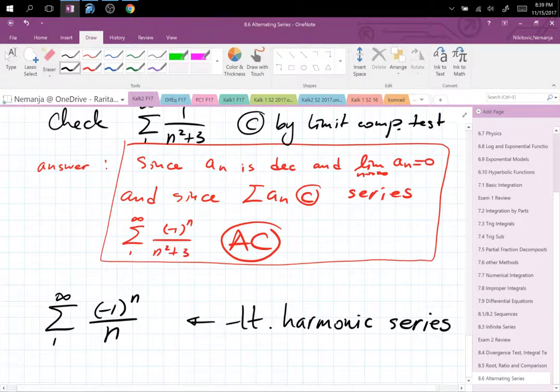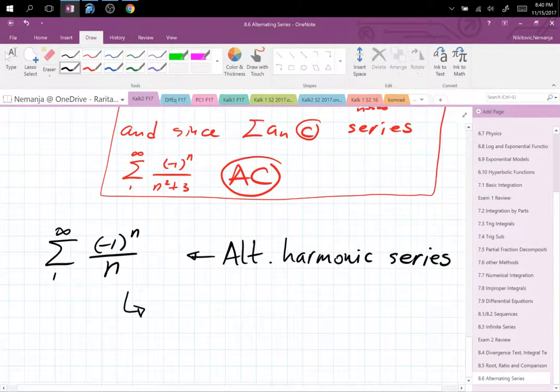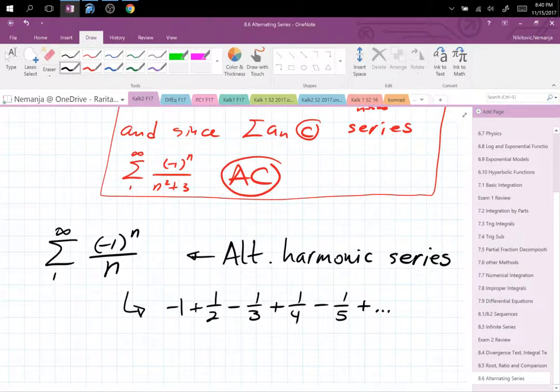So this is called alternating harmonic series. If you want to write it out to see what it looks like, you will have -1 plus 1/2 minus 1/3 plus 1/4 minus 1/5 plus ... Now we know that if all of these signs are positive, you have harmonic series and you have divergence by p-series, integral test, whatever you want.